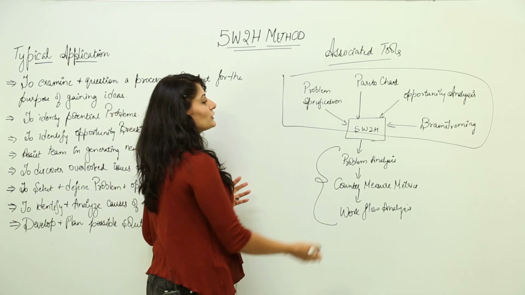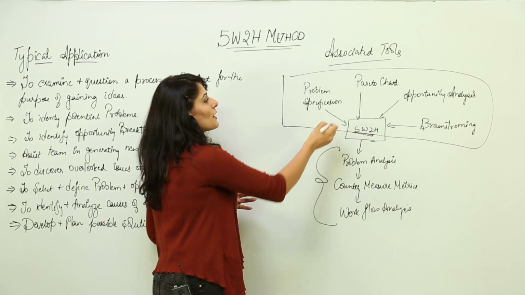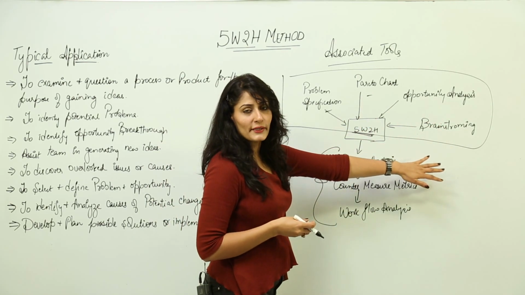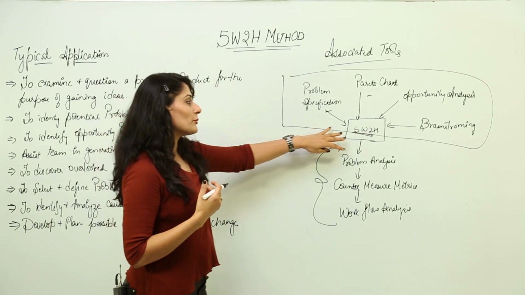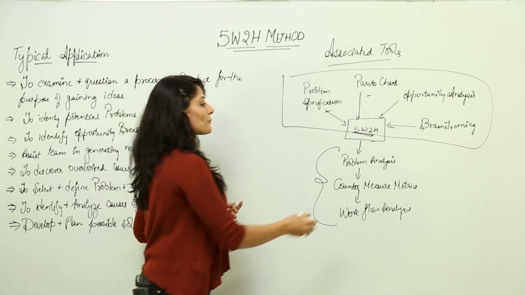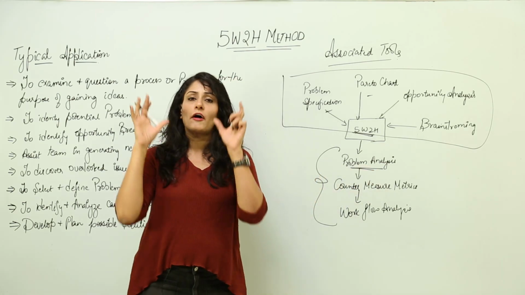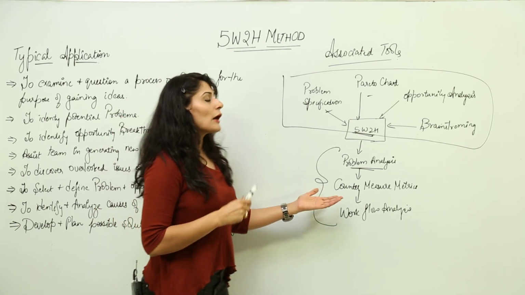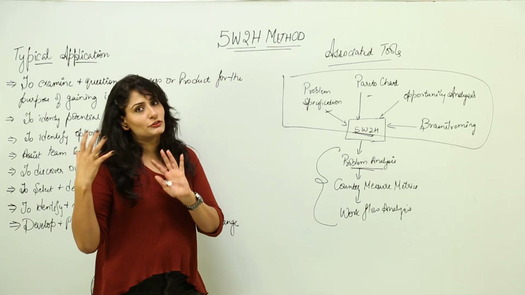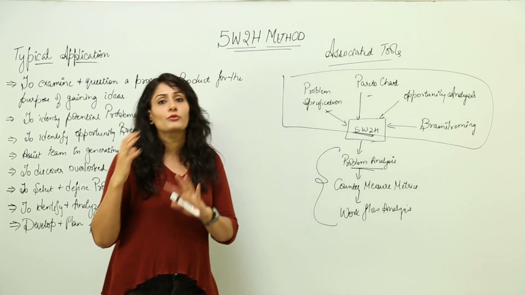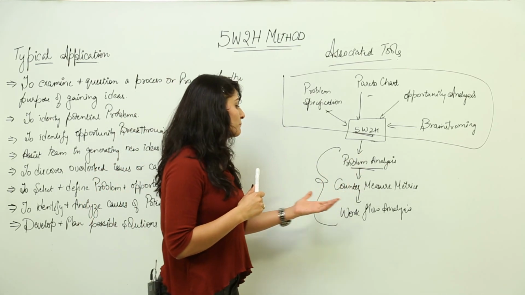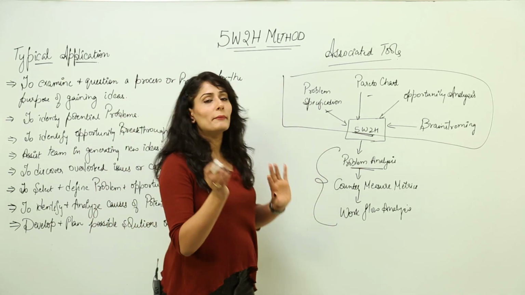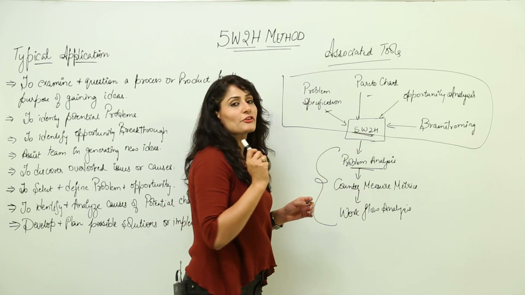So, here the tools which are used before this 5W2H method are problem specification, Pareto chart, opportunity analysis and brainstorming. And after we have used 5W2H, the tools which we can use are problem analysis, that is, whatever we have found out about what the problem is, whatever the root cause of the problem, then we can go for analysis of that problem. Countermeasure matrix, that is, what are the countermeasures that need to be taken to avoid this issue. And the workflow analysis. So, these are the associated tools which are commonly used in combination with the 5W2H method.